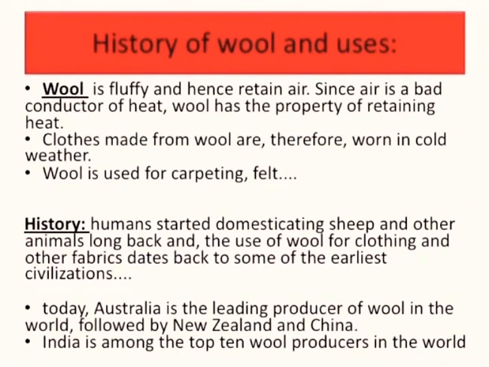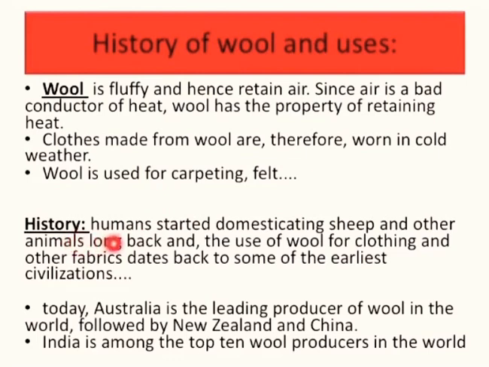Now, history of wool and uses. Wool is fluffy and hence retains air. Since air is a bad conductor of heat, the wool has the property of retaining heat. That is, it can't let the heat away. So, clothes made from wool are therefore worn in cold weather. Wool is used for carpeting and making felt, etc.